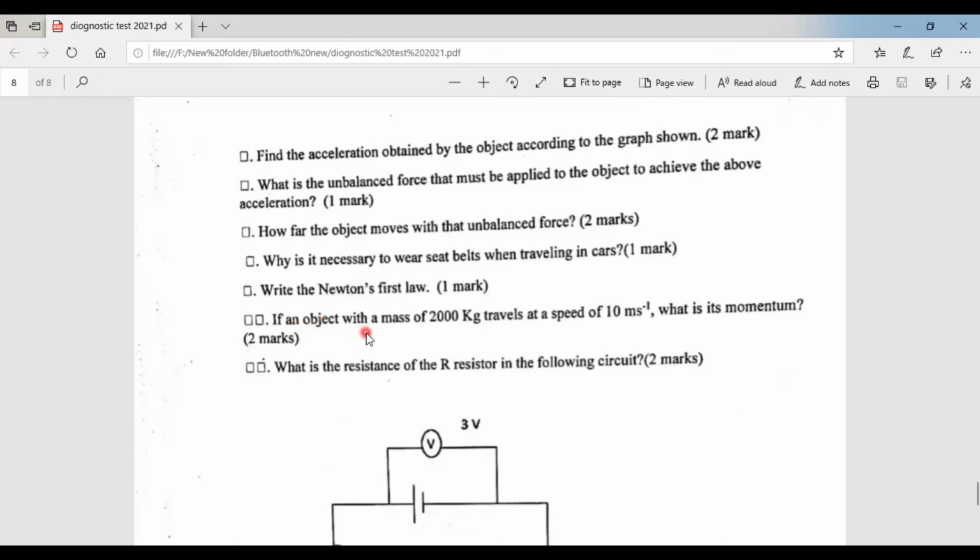If an object with a mass of 2000 kilograms travels with a speed of 10 ms^-1, what is its momentum? The way of finding the momentum is to multiply the mass with the velocity. Momentum equals mass into velocity. So 2000 kilograms multiplied by 10 ms^-1. So the answer is 20,000 kg m s^-1.